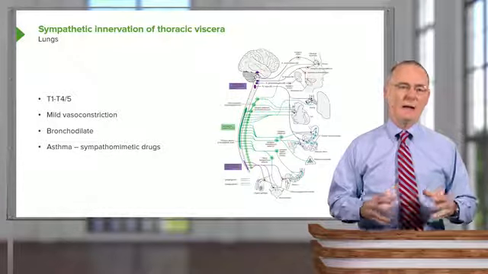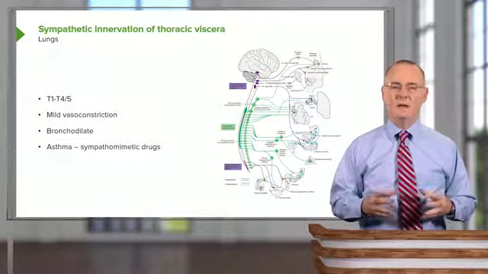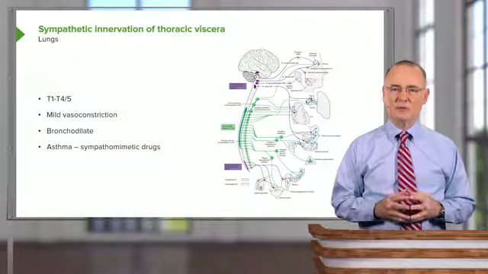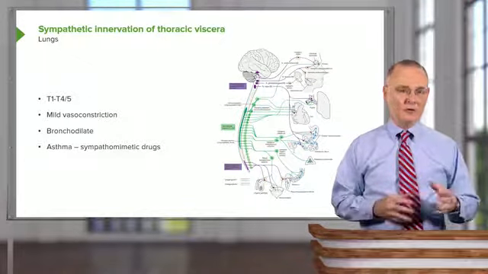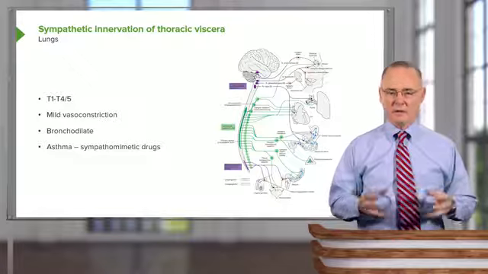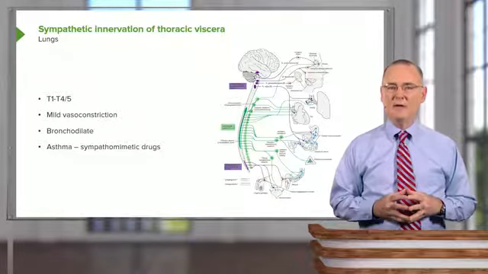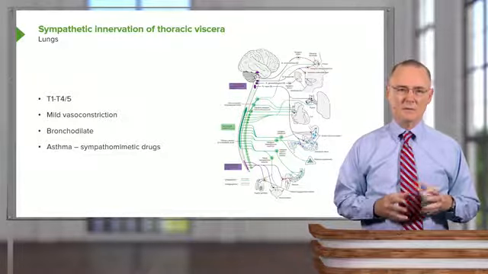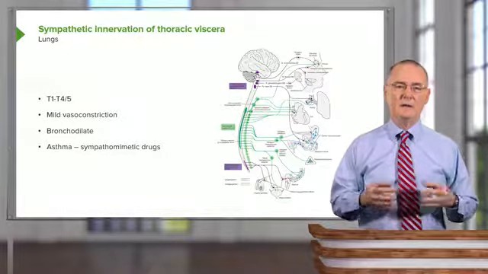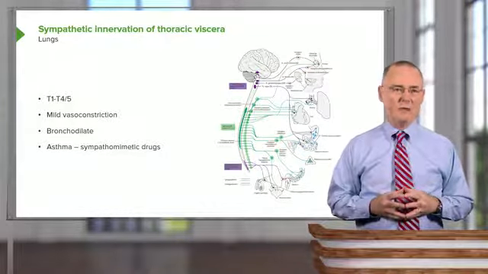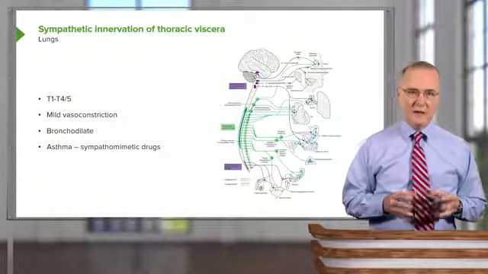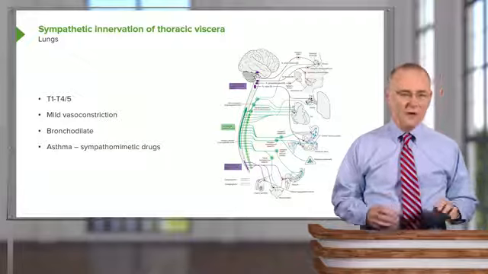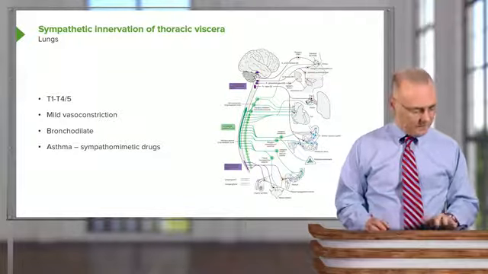If they're having an asthmatic event, you want to be able to dilate their respiratory passageways. We know the sympathetics do that as a part of their normal activity. And so you can then administer drugs that mimic the sympathetic nervous innervation, and those are sympathomimetic drugs, and then they will produce the efficacious bronchodilation during an asthmatic attack.